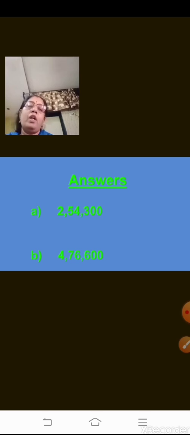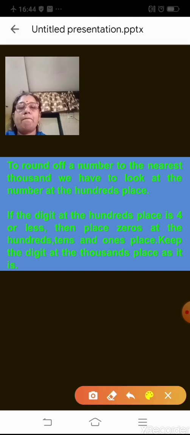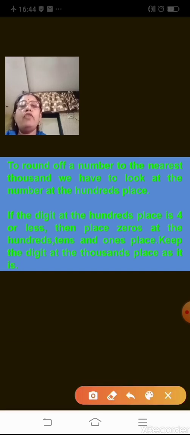Now coming to the next, rounding off to the nearest 1000. Now while rounding off the number to the nearest 100, we had to see the number in the tens place. Now here while rounding off the number to the nearest 1000, we will see the number in the hundreds place. Now let us take a number.